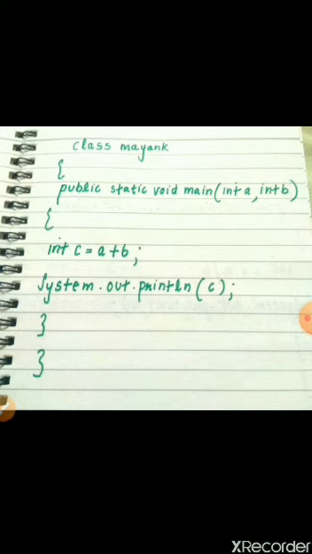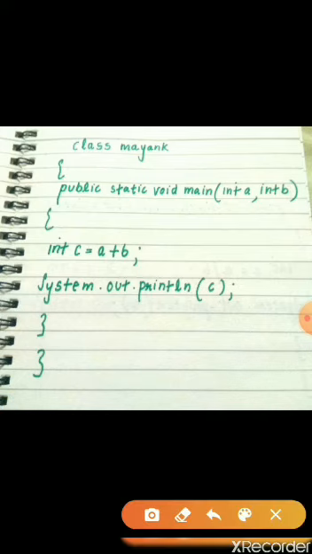Now here in the first line I am taking the class name Mayank. You can take any class name. In the next line I am opening the bracket. Next line I am writing public static void main. Now here I am taking two variables, integer a and integer b. I want to add two numbers, so we have to take those two numbers first. Those two numbers are integer a and integer b.